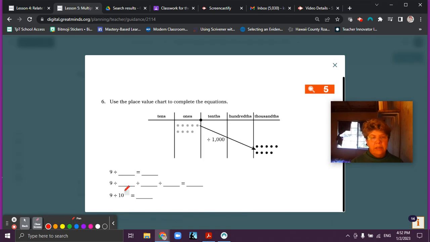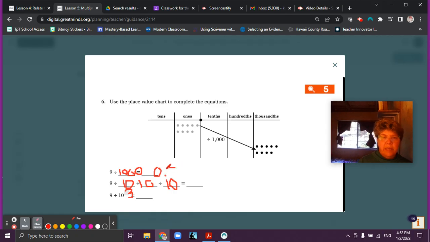So once again, here's 10 to the third power. Here's divided by 10, divided by 10. Basically dividing by 10 3 times, same as dividing by 10 to the third power, or dividing by 1,000, right? Let's see if I can get all 3 of my zeros in there. Okay, now what is 9 divided by 1,000 or 9 divided by 10 to the third power? We're going to move it over to the thousandths place. So that would be 9 thousandths, right?